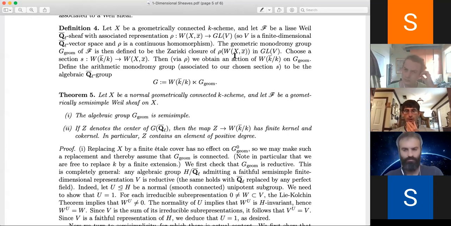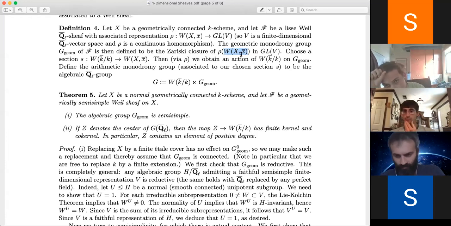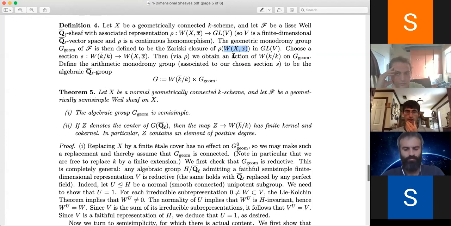Okay, this is wrong. I don't know why I wrote this. It's the Zariski closure of the geometric fundamental group, not the Weil group. That's why it's geometric: pi 1 of X bar. Yes, that's right. So you take the image of pi 1 of X bar, and you take its Zariski closure. That's some closed subgroup of GL of V, of some GLN over QL bar. That's just a definition.